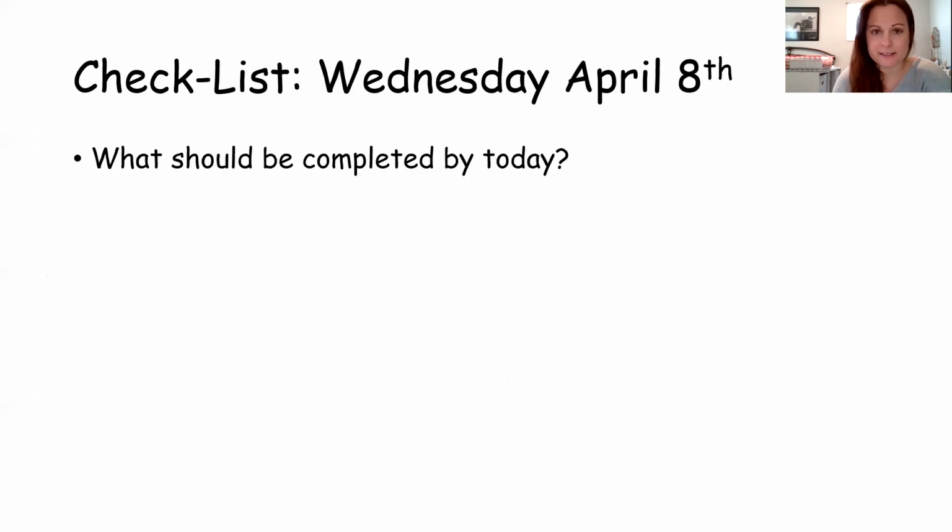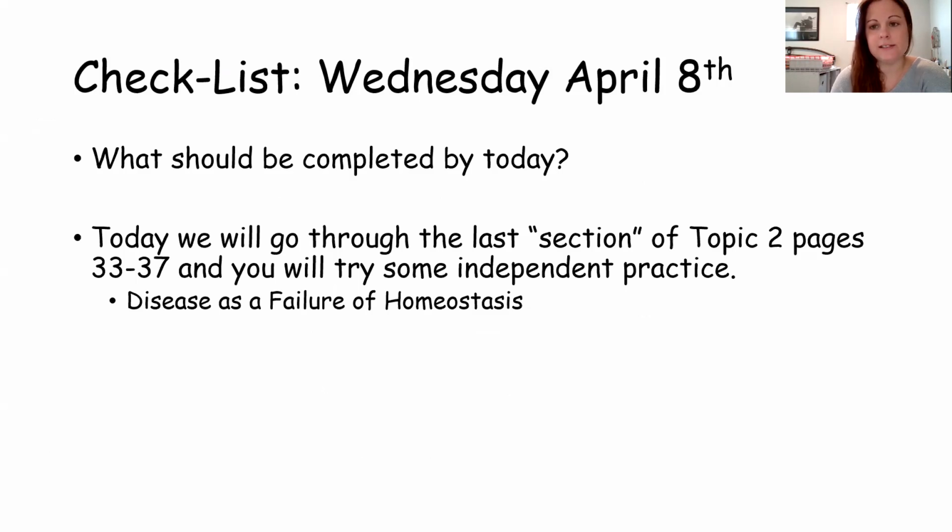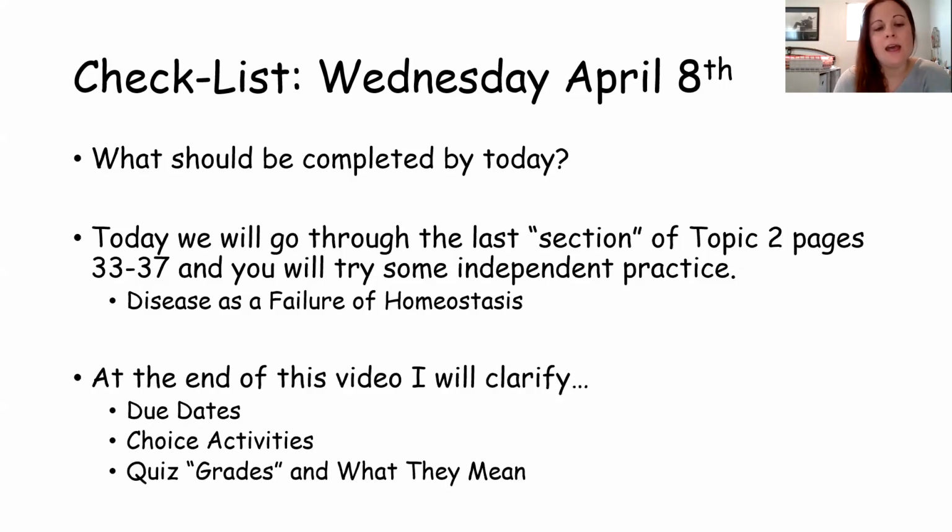Nothing was due this past Sunday. And so we're just going to continue in topic 2. So what you're going to need out today is the last little section of topic 2, which starts on page 33 in your review book. We are going to go through some of this new information and try some independent practice. This section on page 33 is called Disease as a Failure of Homeostasis. So if homeostasis is a balance, we're going to see what happens when there is not a balance. And at the end of this video, I am going to clarify any due dates, any of the choice activities, and what quiz grades actually mean.